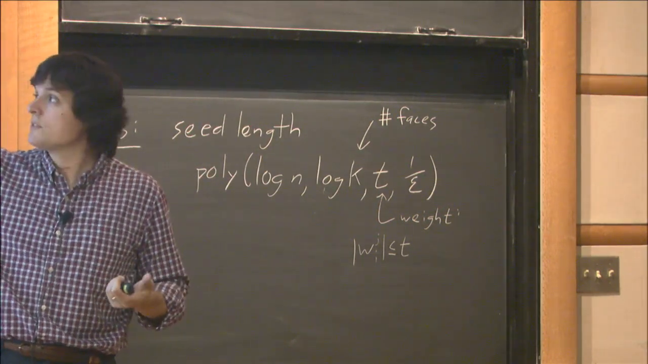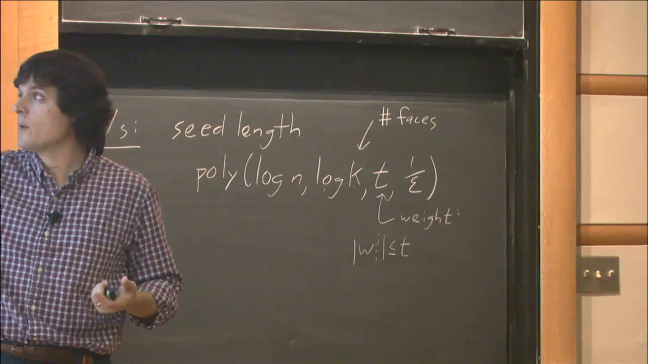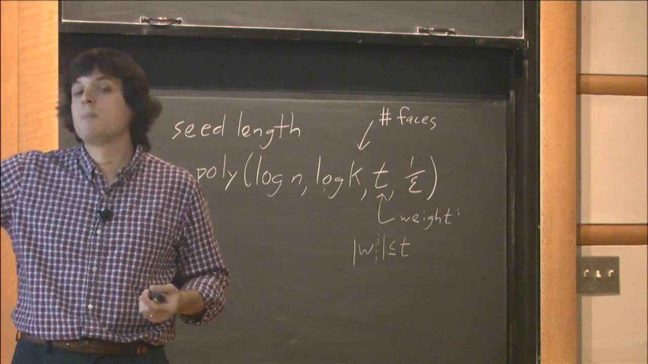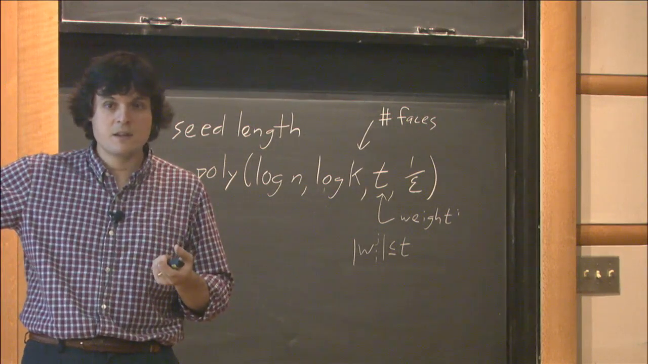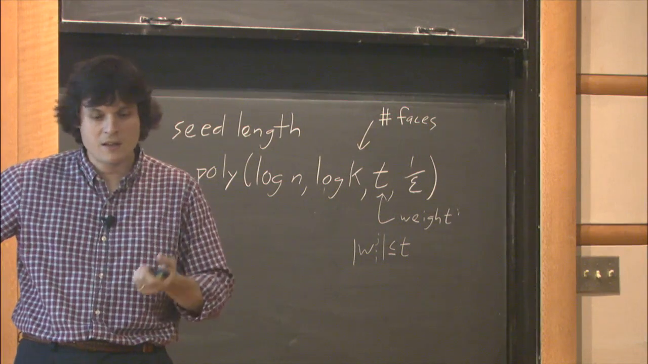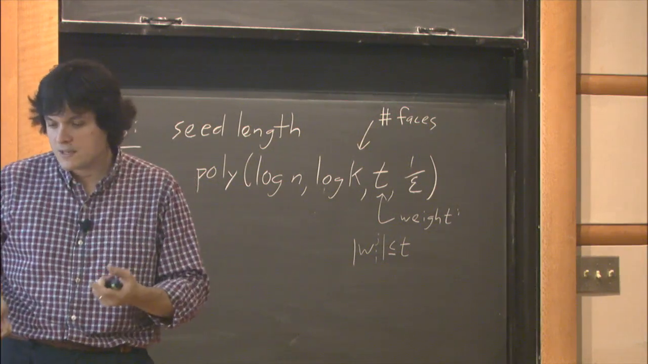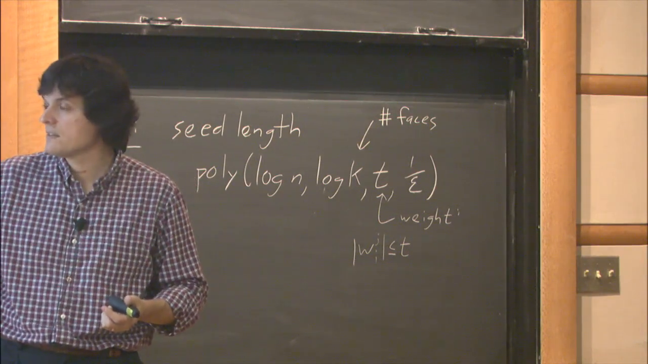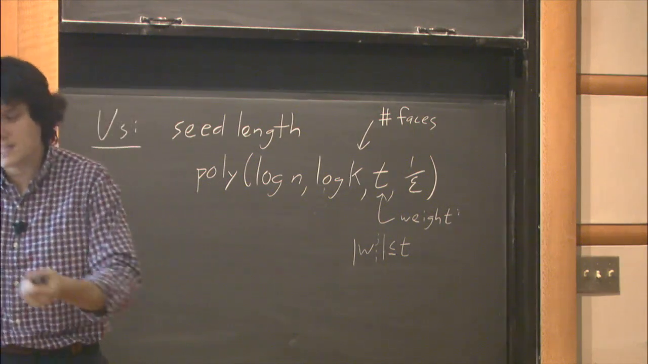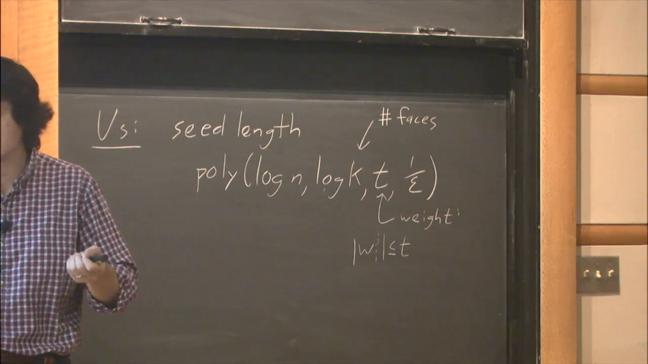In fact, you'd like to do even better and not only get rid of the dependence on the weight altogether, but not have this poly 1 over epsilon dependence. Instead, have a poly log 1 over epsilon dependence. Remember, Meka-Zuckerman were able to get this. They used branching program-based ingredients on top of what they did for half-spaces in order to achieve this.